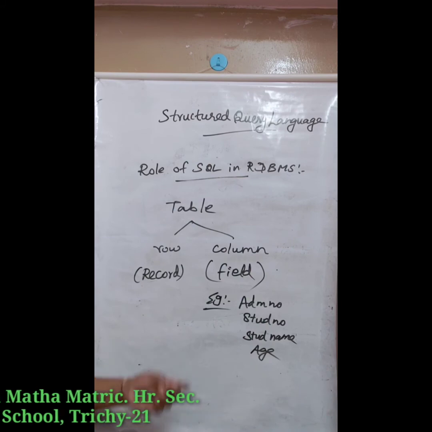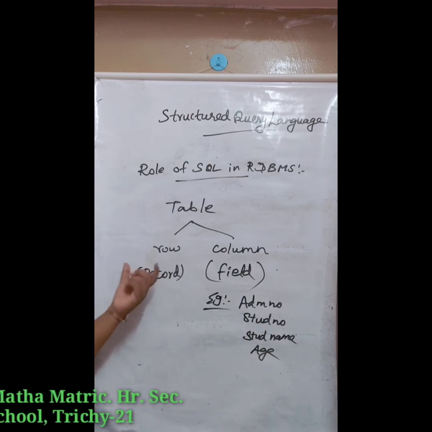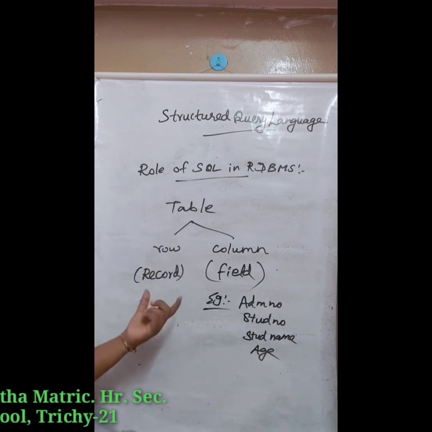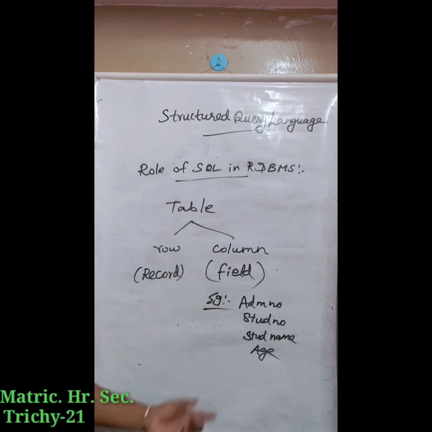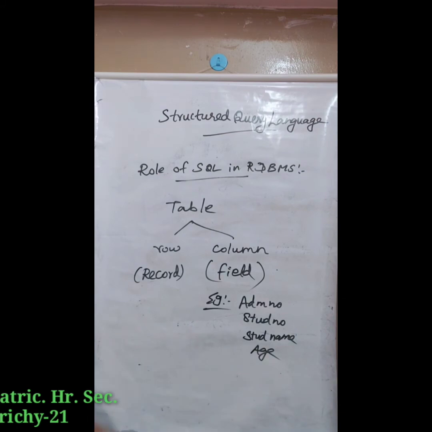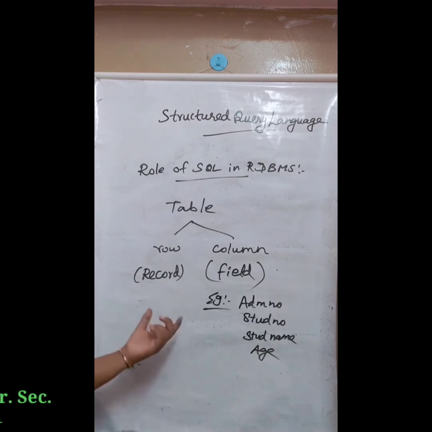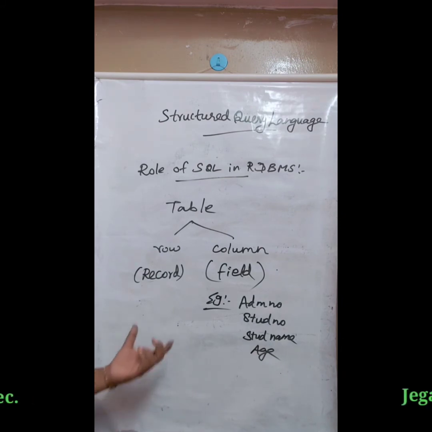So a table consists of rows and columns. Column means it is also called a field. It is a vertical entity. For example, admission number, student name, age, class, everything. And a record is also called a row. Here it is a horizontal entity, and it represents the details about a particular student in a table.